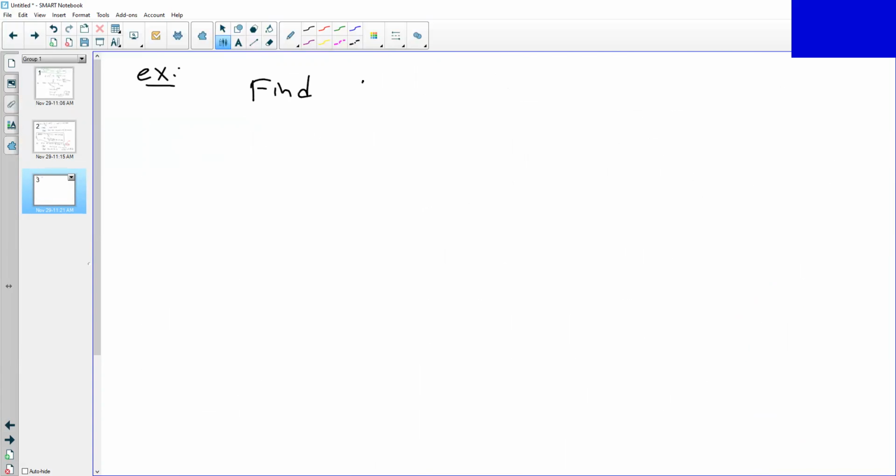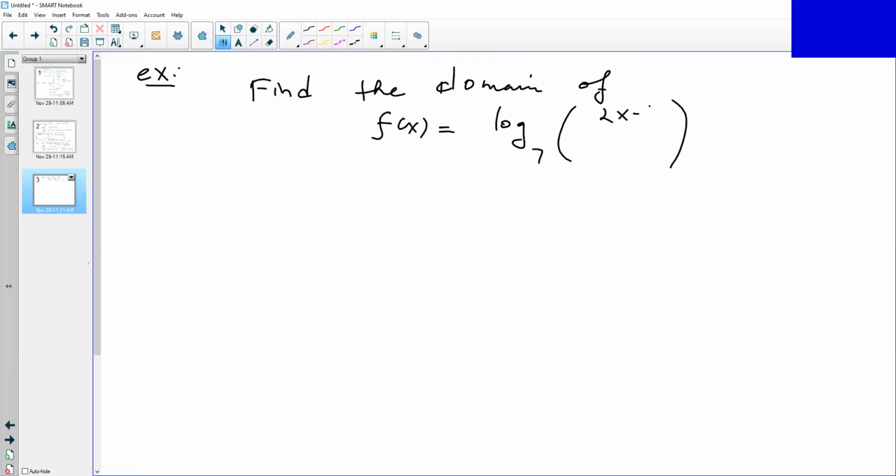Now let me give you guys another example. Find the domain of this function: log, let's say base 7, of 2x minus 1 divided by x plus 3.